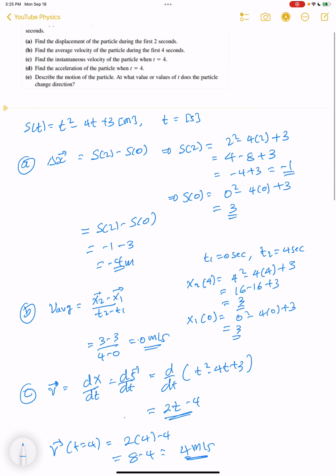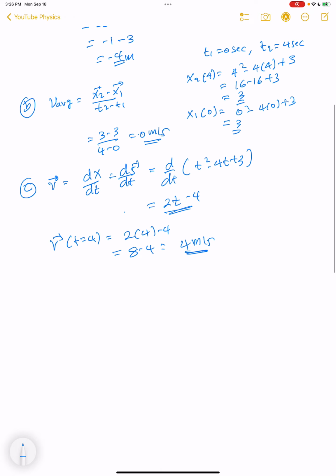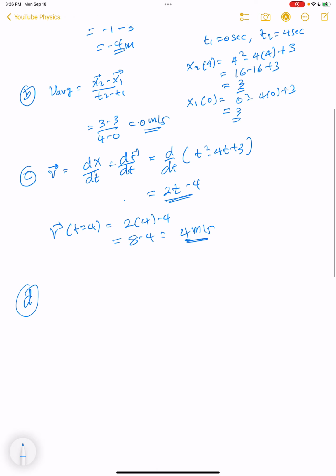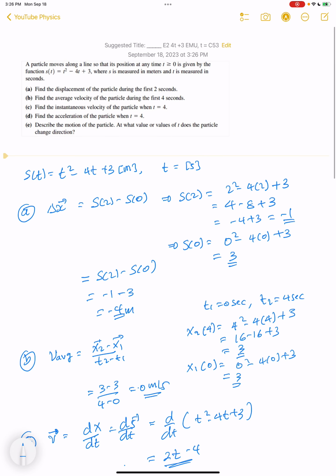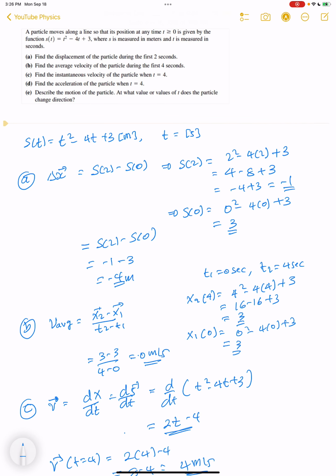The next one is asking us to find the acceleration of the particle when t equals 4. So again, this is very similar. This is also asking for instantaneous acceleration, which is a equals dv/dt. So we found the expression for velocity up there, which is 2t minus 4. So it's just 2 meters per second squared. So it's a constant acceleration. It doesn't depend on time. That's for D.